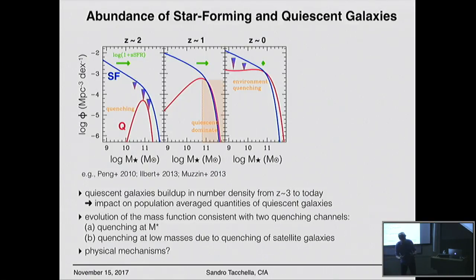But this is just to say that we know how it seems to evolve as a function of redshift and mass, but the physical mechanisms are still a large question mark.